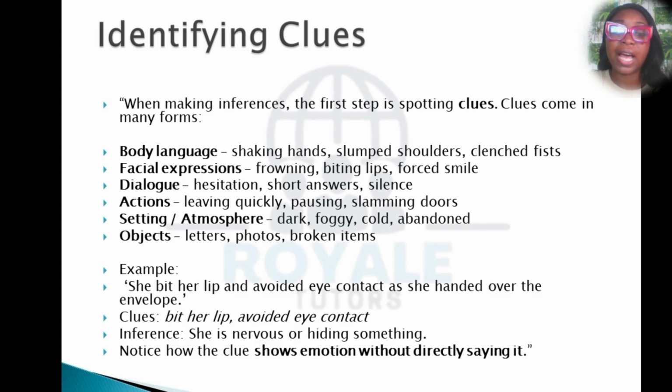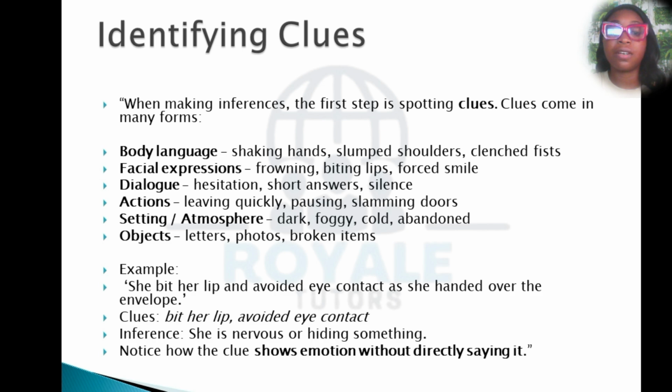So now that we figured out ways in which you can identify clues, let's have an example. She bit her lip and avoided eye contact as she handed over the envelope. Now, first things first, because we're trying to make inference here, we have to figure out the clue. All right, so the clues here are bit her lip and then avoided eye contact. So what does it mean when someone bites their lips or when they avoid eye contact? That is where your knowledge comes in. You have to think about what it means. All right, and then you'll be able to make your inference.